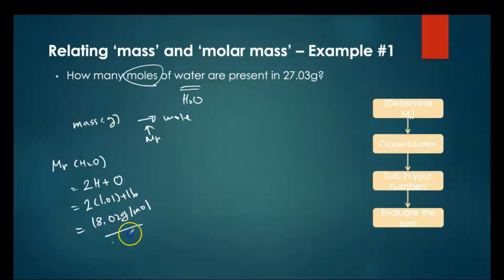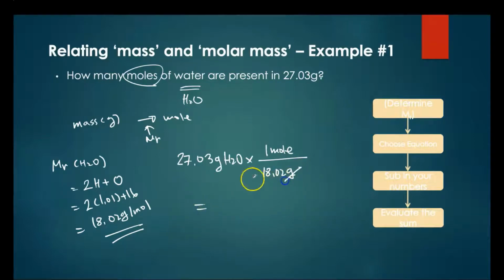Using this number, we're going to calculate the mole of the water. We have 27.03 gram of water, and we want to convert this to mole, so we keep the mole as the numerator and the mass as the denominator. Then we can cancel the unit gram, and the final answer is 1.5 mole of H2O. And we have 4 significant figures here, so the answer will be 1.500 mole of H2O.